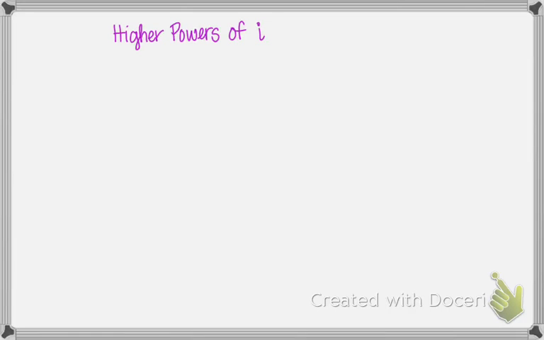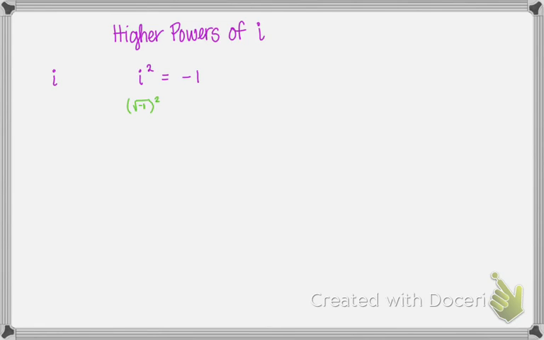Okay, this is a quick summary of how we can evaluate higher powers of i. So we already know that i to the first power is equal to the square root of -1, so it's just i. Similarly, we've talked about i squared being equal to -1, and the reason for that is because that's the square root of -1 squared, and that gives us -1.